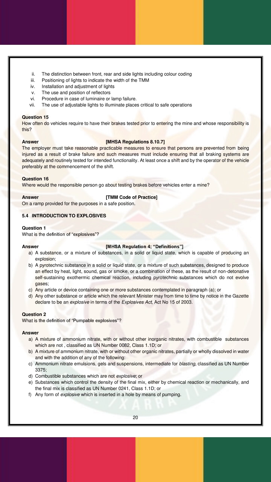C. Ammonium nitrate emulsions, gels and suspensions, intermediate for blasting, classified as UN number 3375. D. Combustible substances which are not explosive, or E. Substances which control the density of the final mix, either by chemical reaction or mechanically, and the final mix is classified as UN number 0241, class 1.1D. F. Any form of explosive which is inserted in a hole by means of pumping.